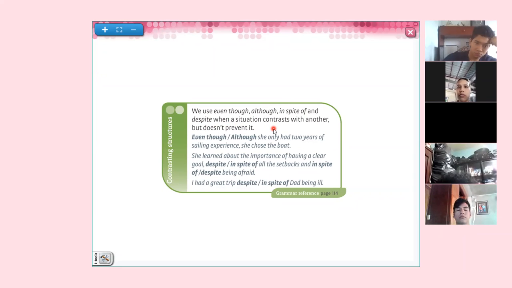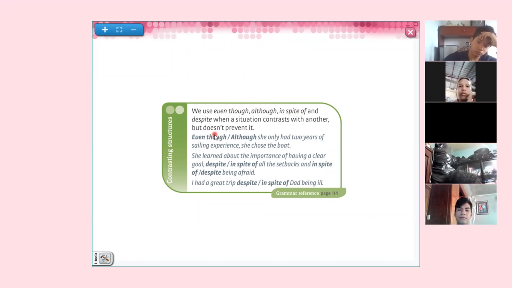Those connect ideas. What is to contrast? Remember, what is to contrast? To have a comparison. When you compare expressions, it's not comparing adjectives or things. You are comparing situations. And that is to contrast. Even though, although, in spite of, despite. Even though is similar to although in this case. Examples, please. Read the examples, miss.